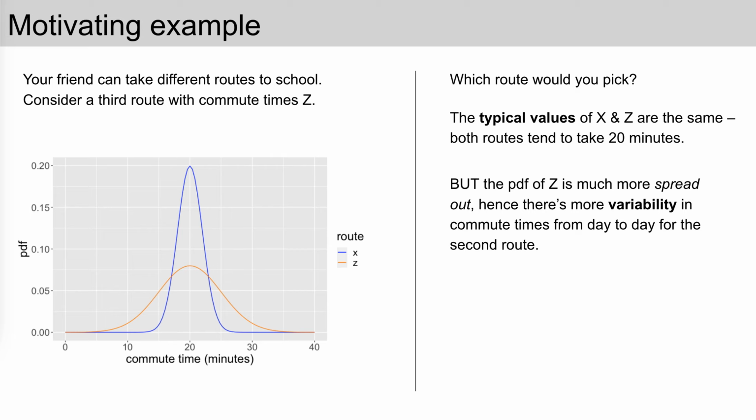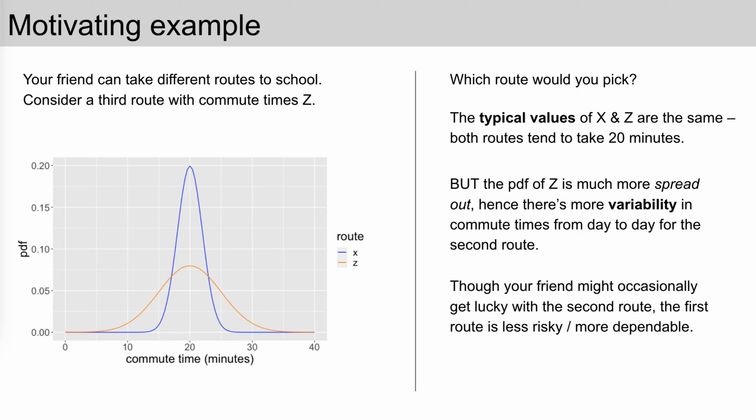Specifically, whereas the commute times x for the first route are consistently between 15 and 25 minutes, the commute times z for the second route tend to vary between a much wider window, roughly 8 to 32 minutes. Now, which route you think is better somewhat depends upon your risk tolerance. Though your friend might occasionally get lucky with the second route and get to school in as little as 10 minutes, they might also get unlucky and take more than 30 minutes to get to school. In comparison, the first route is less risky or more dependable.